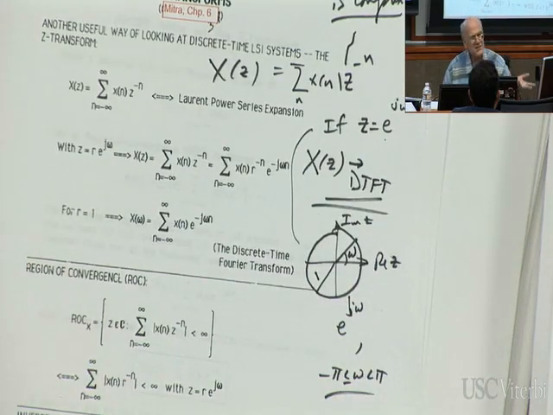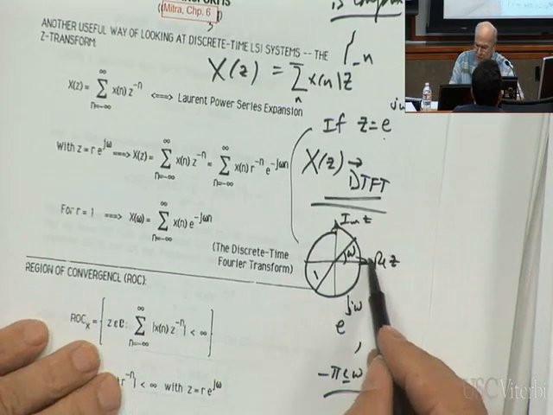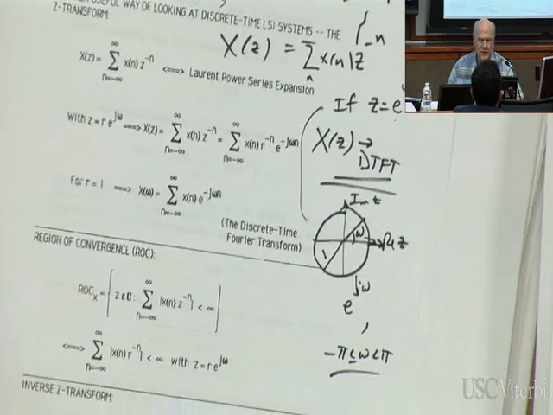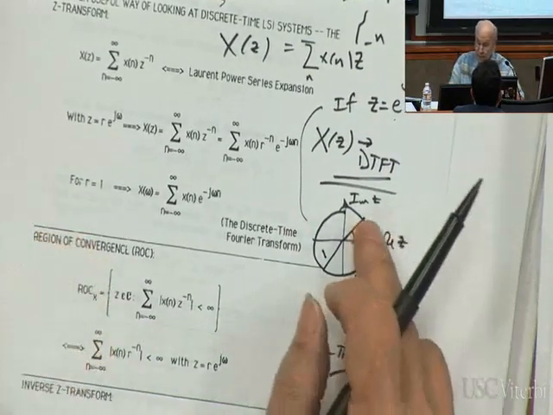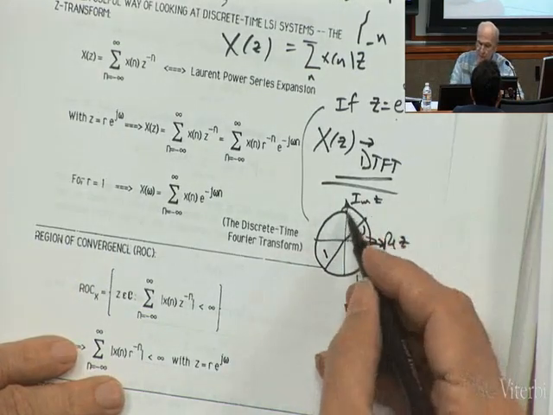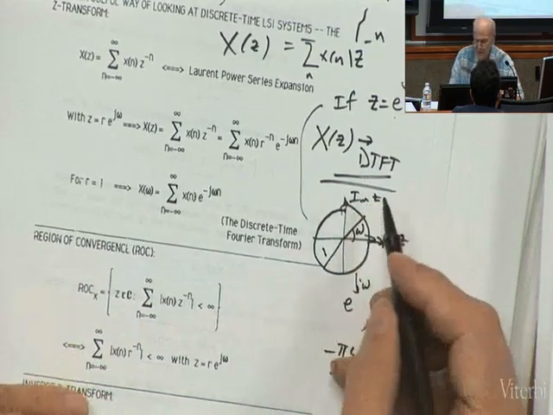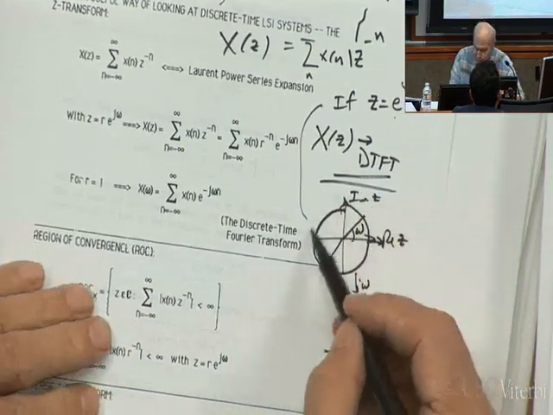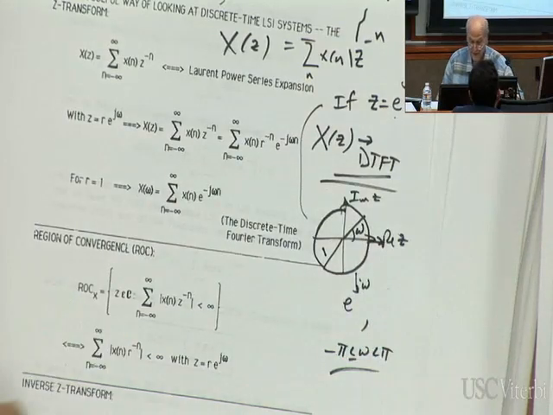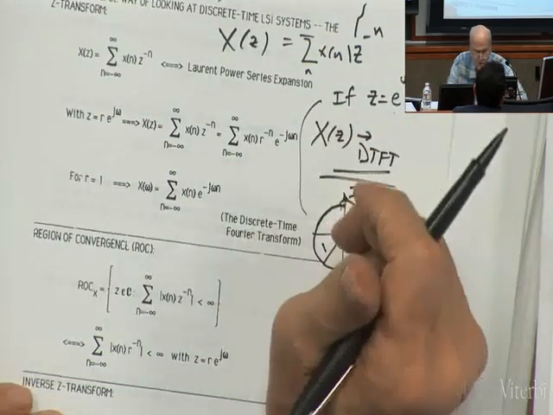But that's just a small part of the complex plane. Generally, the Z transform is defined for all points in the complex plane, at least all points z where the transform exists. So the Z transform is a big generalization of the DTFT. It basically extends the DTFT off of the unit circle in the complex plane. So it's a very, very powerful transform.